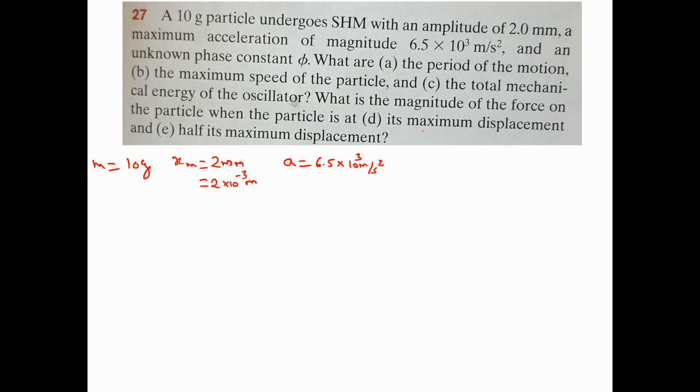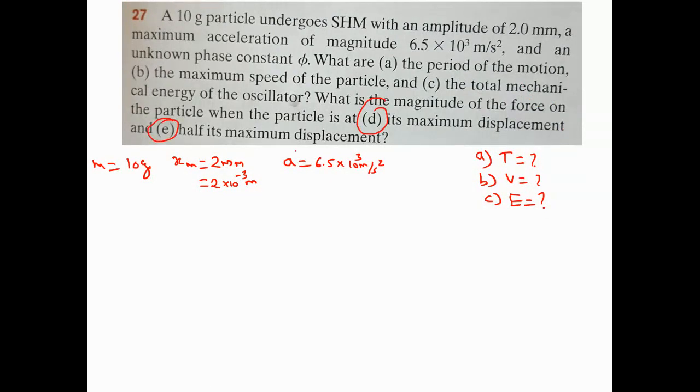First question, we are going to find the time period. My dear, what is the formula for time period? Second, we are going to find the maximum speed. And the third, we are going to find the total mechanical energy, that means the energy which is equal to potential energy plus kinetic energy. Then the fourth question, we are going to find the maximum displacement. And the fifth question, we are going to find half of the displacement.